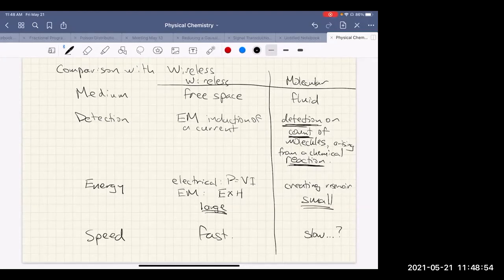So the way we think about things right now, wireless is large energy and fast speed. Molecular is small energy and slow speed. However, there's not necessarily anything fundamental about this. You could potentially have a fast molecular communication system at larger energy.